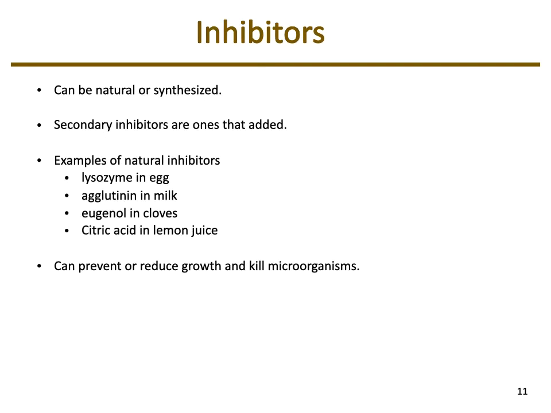Another intrinsic factor is inhibitors. Inhibitors can either be natural or synthesized. If they're naturally occurring, they're already there. And if they're synthesized, they're going to be added into your food product. So secondary inhibitors are ones that are added in. Secondary inhibitors can be natural or synthesized. I don't know if that confuses it more.